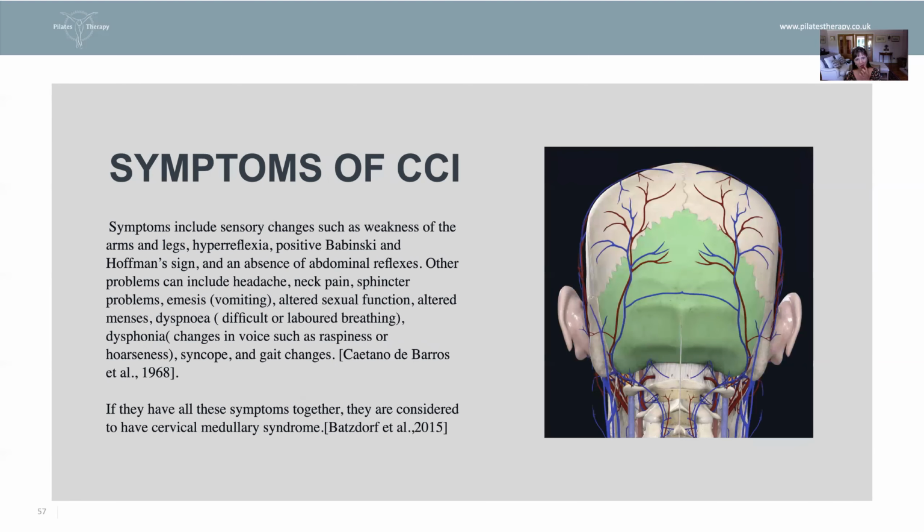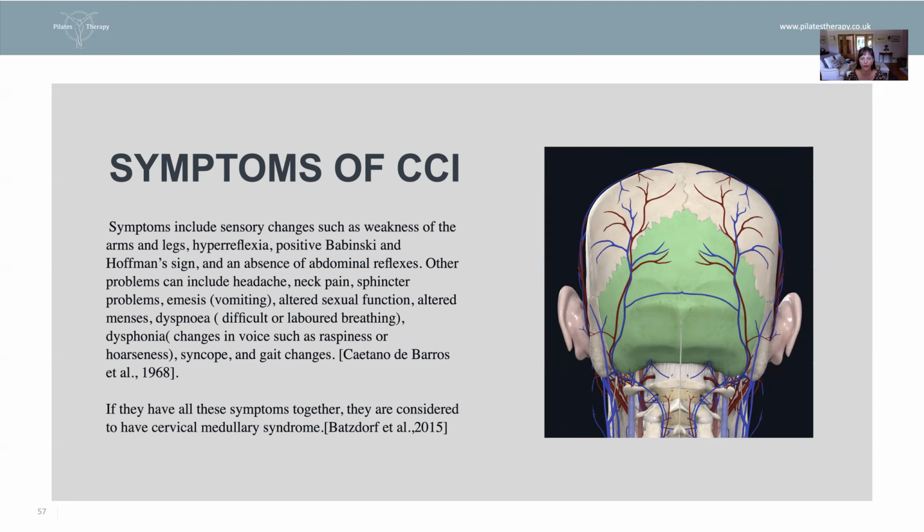Symptoms of CCI are slightly different than AAI, where we discussed there were not always neurological symptoms. But with CCI, you would expect more neurological changes, such as weakness of the arms and legs, hyperreflexia, so you would be overactive in your reflexes, and a positive Babinski and Hoffman sign, which test the central nervous system. Those two tests would be positive because we know it would be affecting the brainstem, so not peripheral nerves, but the central nervous system.